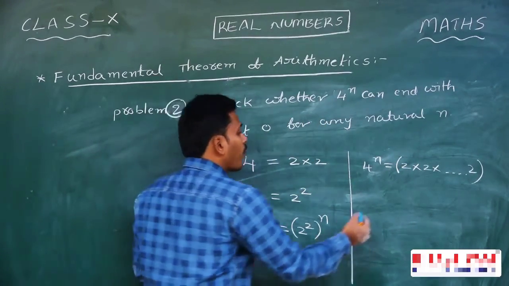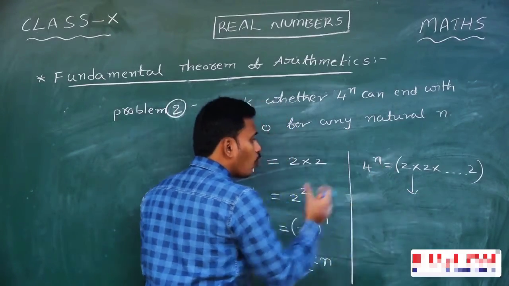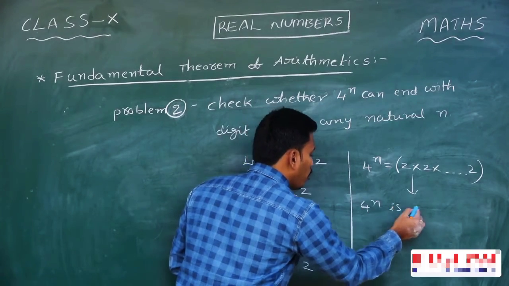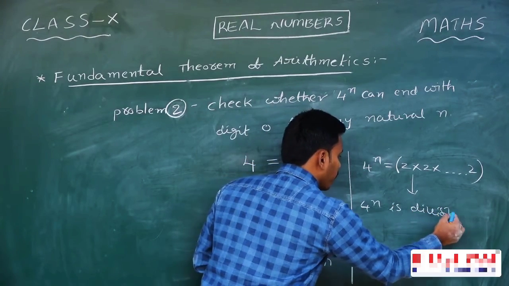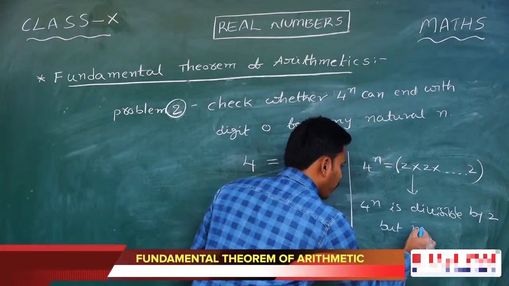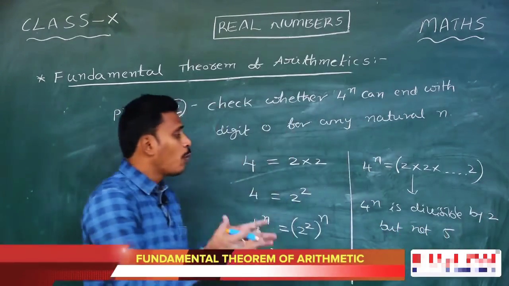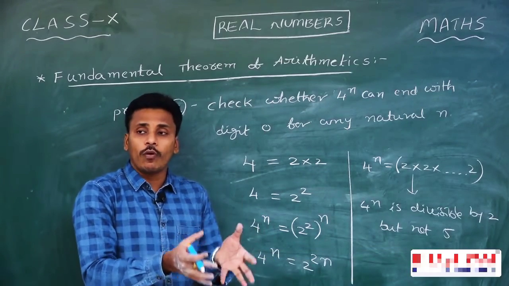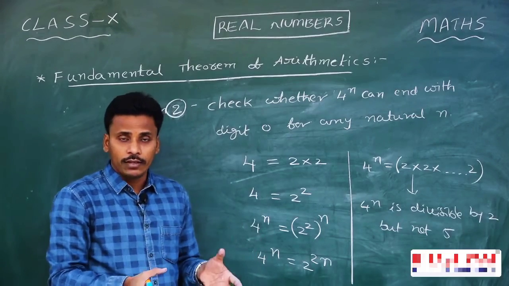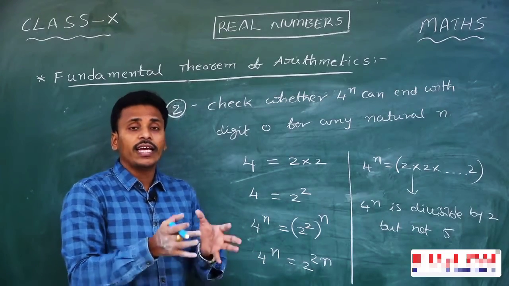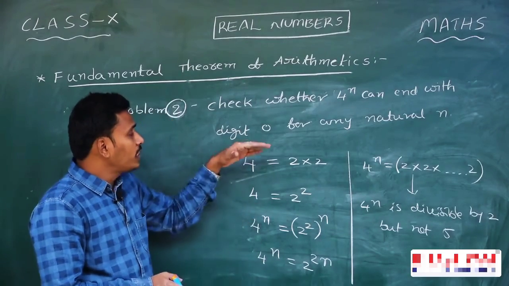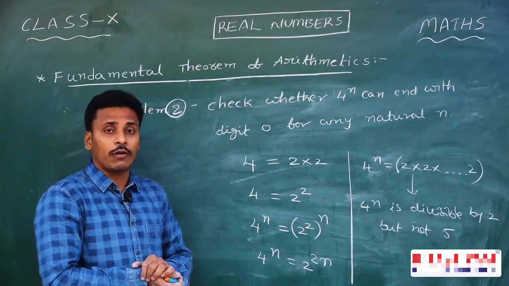Since in the prime factorization of 4 power n there is only 2 and not 5, this 4 power n is divisible by 2 but not 5. Since 4 power n is divisible by 2 but not 5, 4 power n is not divisible by 10, and 4 power n is not a multiple of 10. Since it is not a multiple of 10, it never ends with digit 0. That's it. So we proved it just by using the statement of the fundamental theorem of arithmetic.